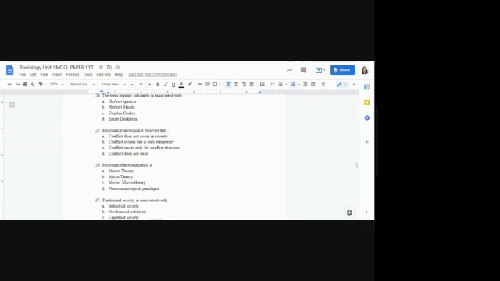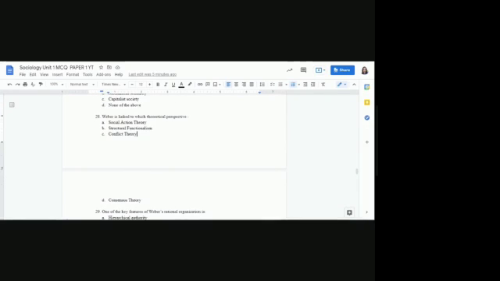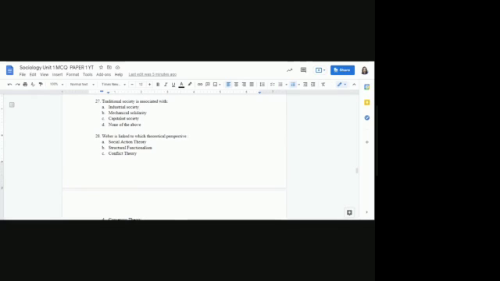Moving on to question 26. Structural functionalism, is it a macro theory, a micro theory, a micro-macro theory, or a phenomenological paradigm? The answer is structural functionalism is a macro theory. Moving on to question number 27. Traditional society is associated with, yes, the answer is B, mechanical solidarity.